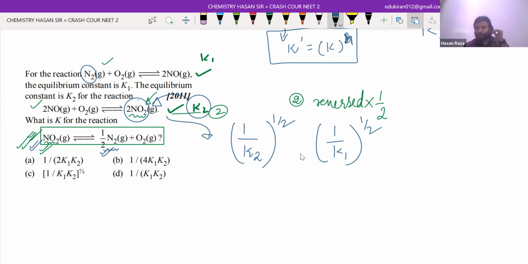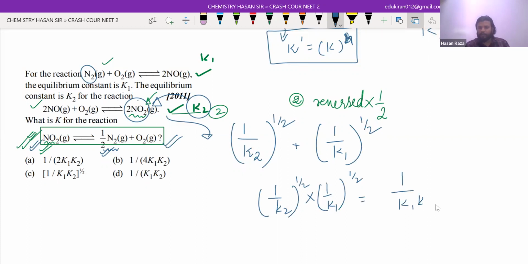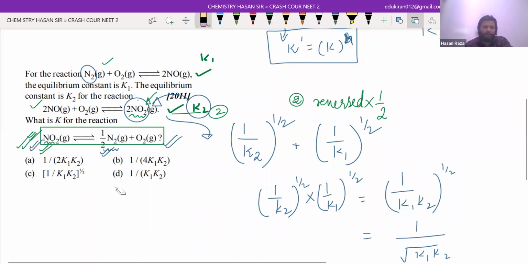Now if you add these two equations, you will get this equation. You just need to do the multiplication of this and this, and you will get 1 upon K1 K2 to the power half. You can also write it as 1 upon the square root of K1 K2. So accordingly you can choose your answer. What will be the answer? Yes, it will be C.